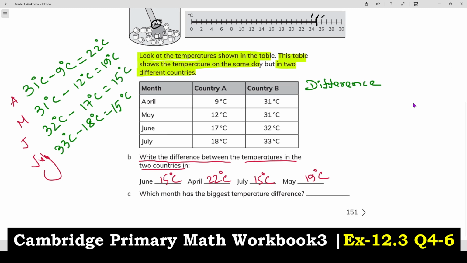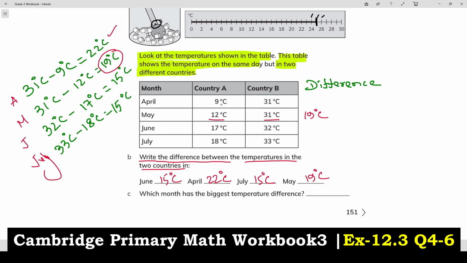Now which month has the biggest temperature difference? The biggest temperature difference is 19 degrees Celsius, which is the biggest difference. Or which one? April also 22. I think April is the biggest, right? Sorry, my last thing was wrong.